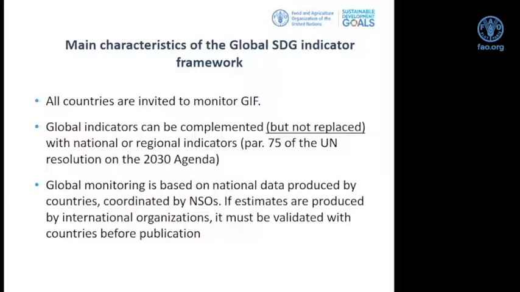Now, the global indicators are a core set of metrics that all countries are invited to monitor. The key point to remember is that if national data are not produced, regional and global indicators cannot be produced. Another important point to be noted is that the global indicators can be complemented but not replaced. And this is very important. So they can be complemented but not replaced with national or regional indicators. This is as per paragraph 75 of the United Nations resolution on the 2030 Agenda. And lastly, global monitoring is based on data produced by the countries, with NSOs having a key coordinating role at the national level. So even if the estimates for the indicators are produced by international organizations, prior consultation or validation and triangulation is needed with countries before publication.